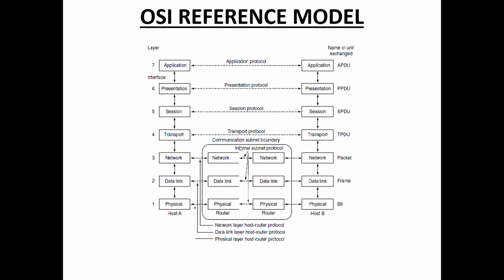So this communication subnet boundary enables an entity in one host to interact with the corresponding entity in another host at the same layer. Interaction happens in the same layer. And here communication is via a network of intermediate systems at only the lower three layers: physical layer, data link layer, and network layer. That means intermediate transfer is only at these three layers.